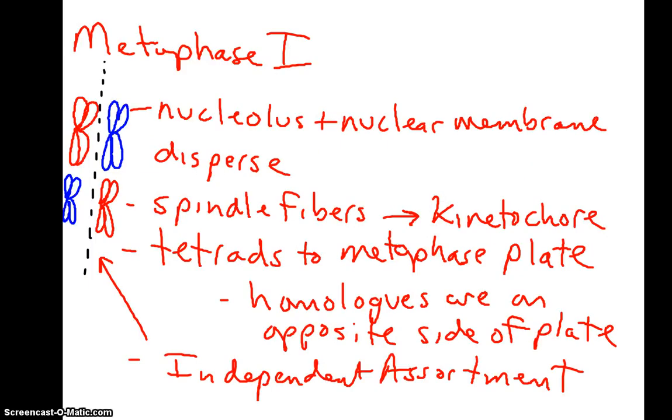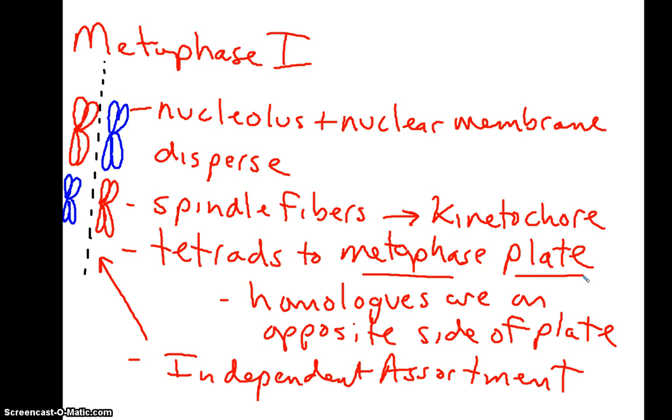From prophase, we head to metaphase, and here's where the different homologous chromosomes will line up. So the nucleolus and the nuclear membrane disperse. The spindle fibers will attach to the kinetochore, so remember we talked about the centromere in the middle, and the tetrads, the homologous chromosomes, line up at the metaphase plate. The homologs, or homologous chromosomes, are on opposite sides.